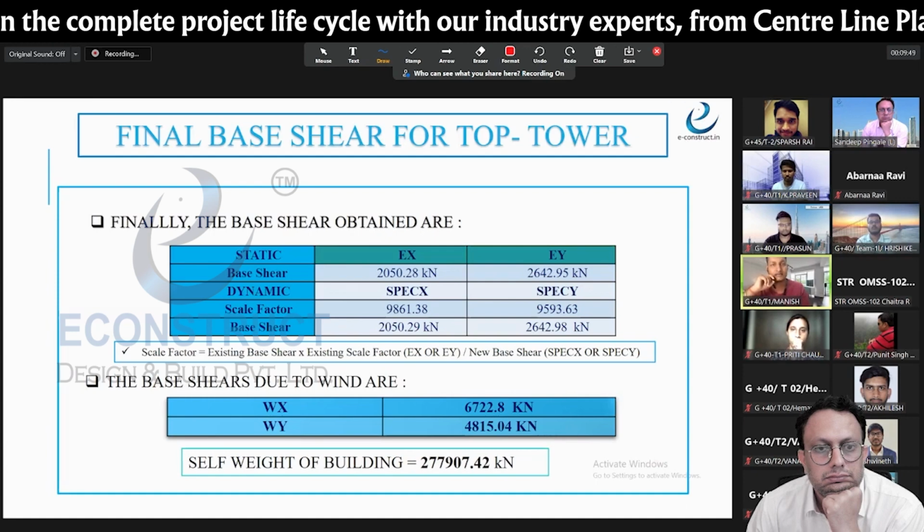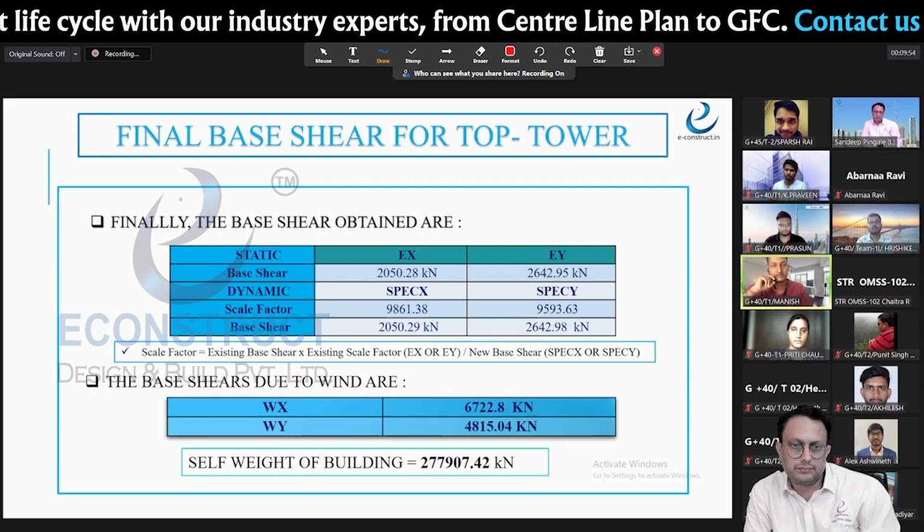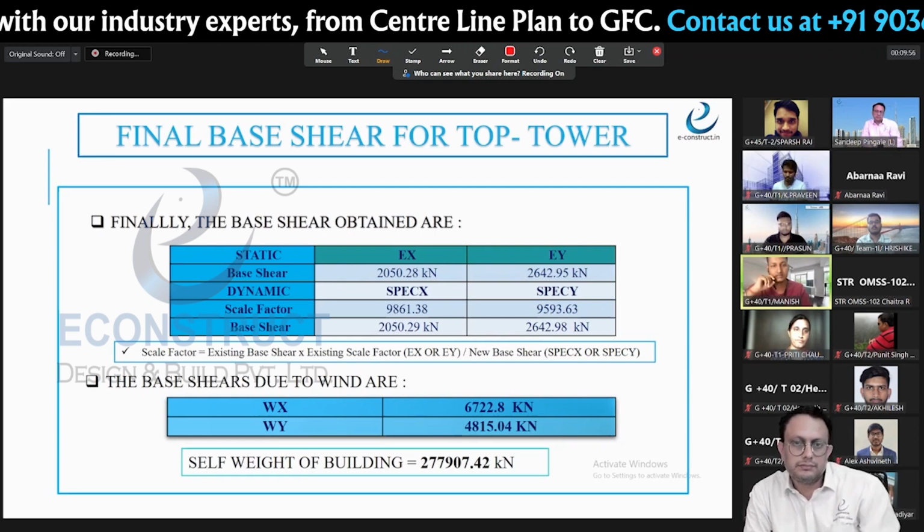And this is the base shear for the top tower. Next slide, please.